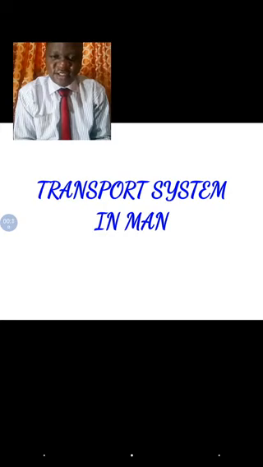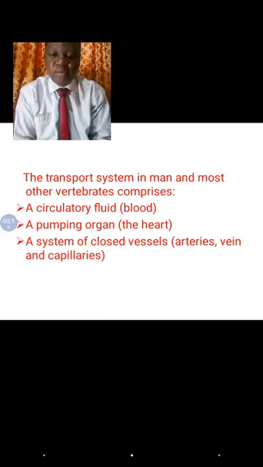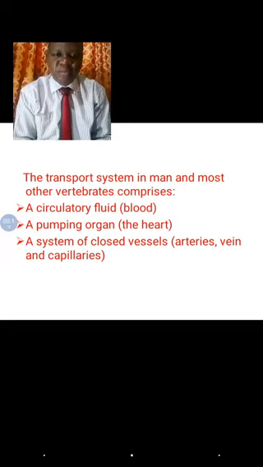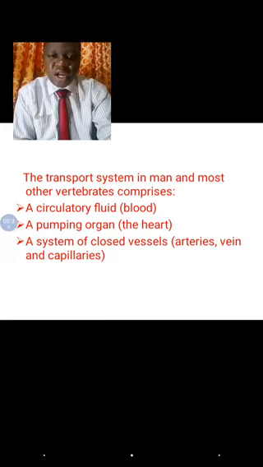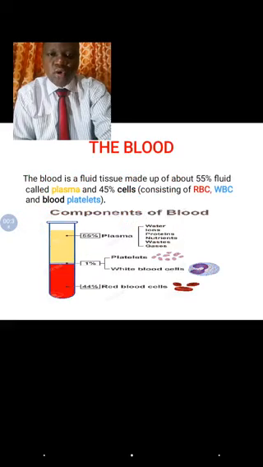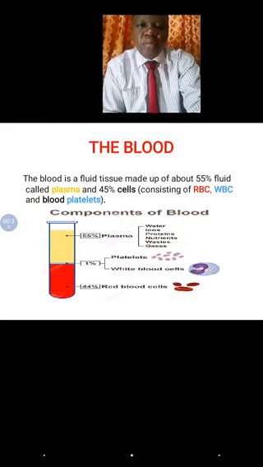This class is on the transport system in man. When you talk about the transport system in man, the transport system in man and most other vertebrates comprises a circulatory fluid, a pumping organ, which is the heart, and a system of closed vessels, which include the arteries, the veins, and the capillaries. In this video, we're going to concentrate on talking about the blood.